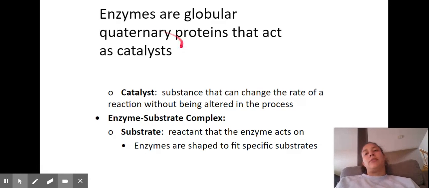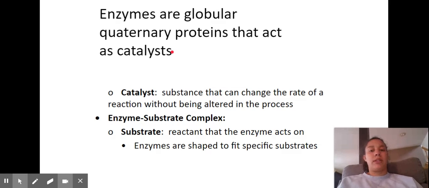So like I said, enzymes are going to be those globular 3D proteins that have all bonded together. They are a form of a catalyst. So catalysts are anything that are going to change the rate of reaction. Enzymes are going to be organic compounds or organic forms of catalysts, meaning they have carbon in them, and they're allowed to increase the rate of the reaction.